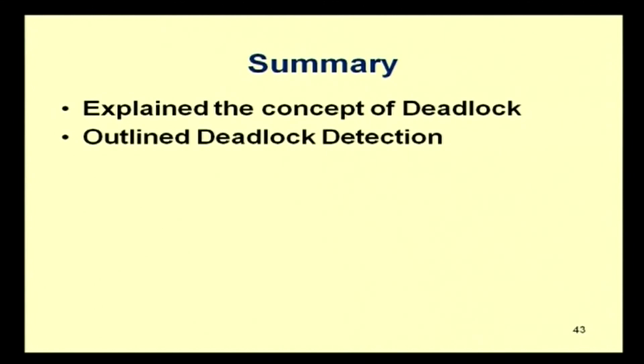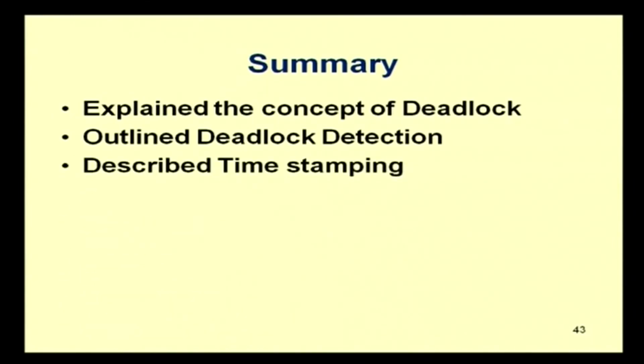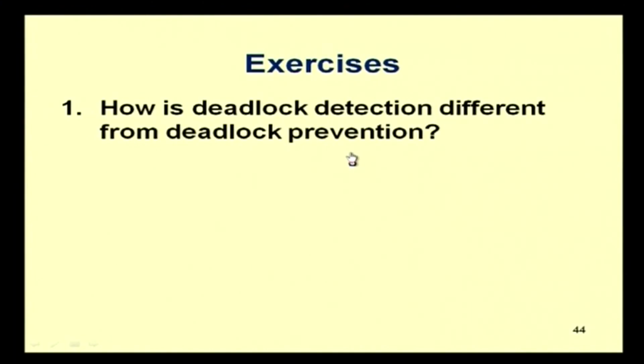So, we explained the concept of deadlock, we outlined deadlock detection, and then we described what is called time stamping. First of all, this is actually true whether it is database management system concurrency control or process control in an operating system. We talk about how deadlock detection is different from deadlock prevention.